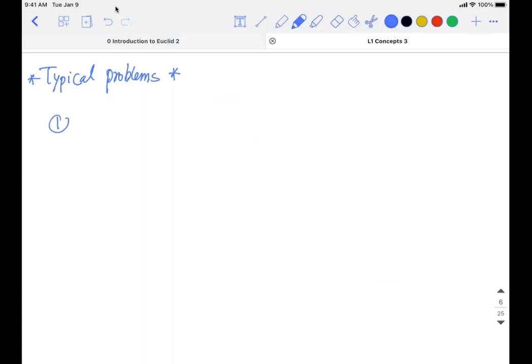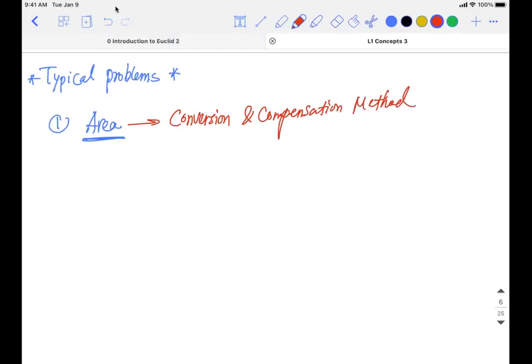The first category is determining the area. Like I said, area is extremely important for all the Euclid and AMC, and Euclid puts a lot of emphasis on area-method related calculation: how to determine the area. And one thing you're going to see in Euclid from time to time is the conversion and compensation method. No worries, we're going to talk about it in our next lecture. We're going to give you some real problems in the upcoming lecture.